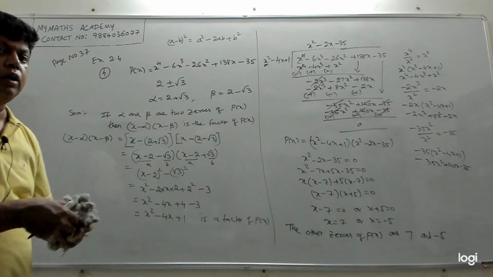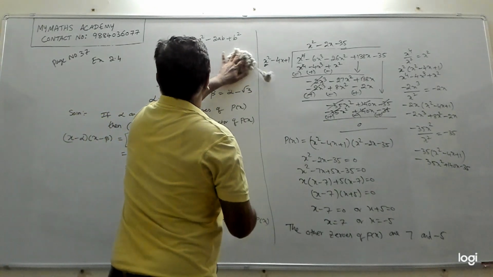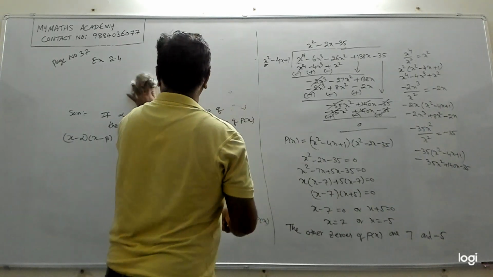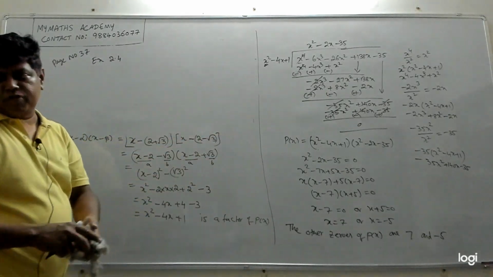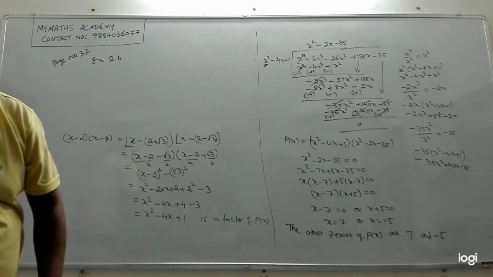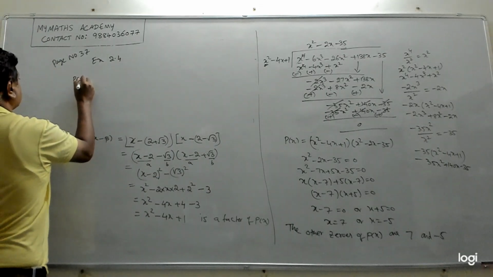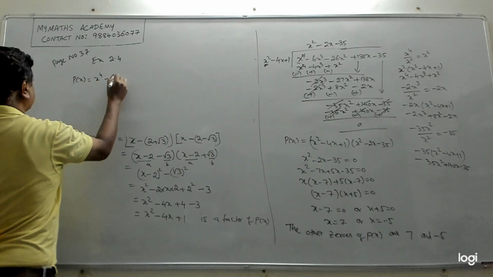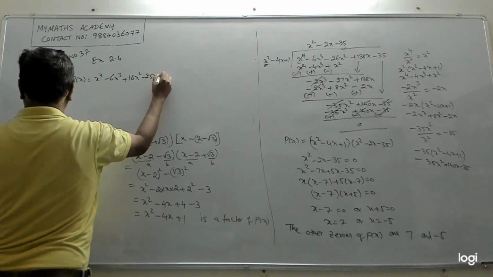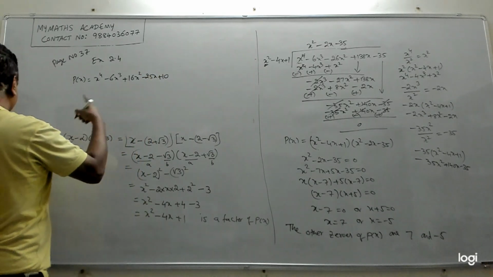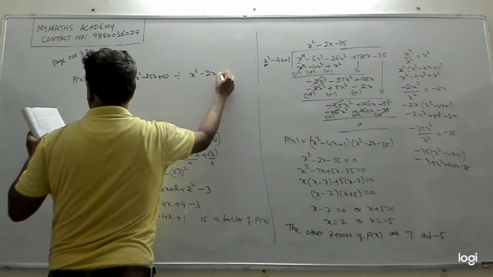Fine. Now we'll move to the fifth one. We'll do the fifth problem. So the fifth one is, again we'll have to do the long division. So what is the fifth problem? Fifth problem is: if the polynomial, I'll call it p of x, that is x power 4 minus 6x cube plus 16x square minus 25x plus 10, is divided by another polynomial, which is x square minus 2x plus k.